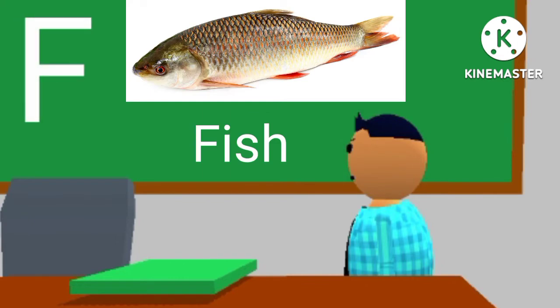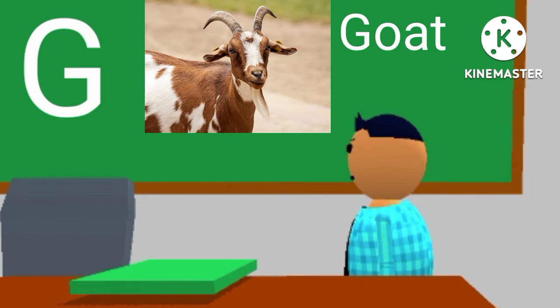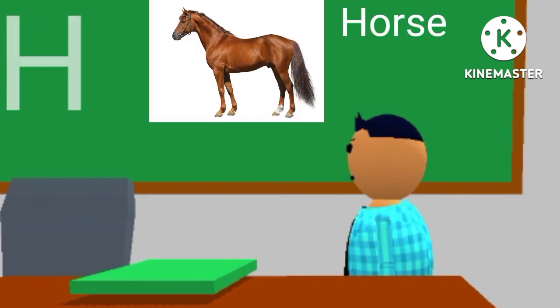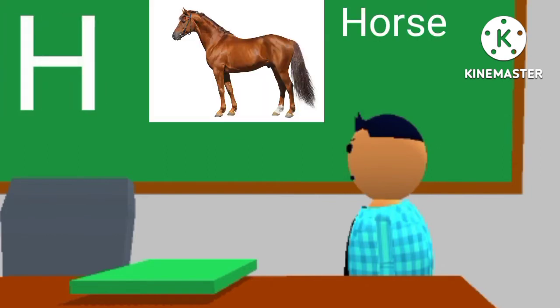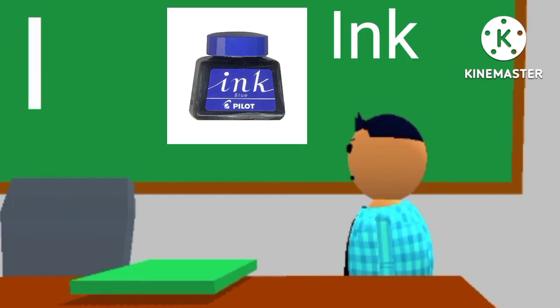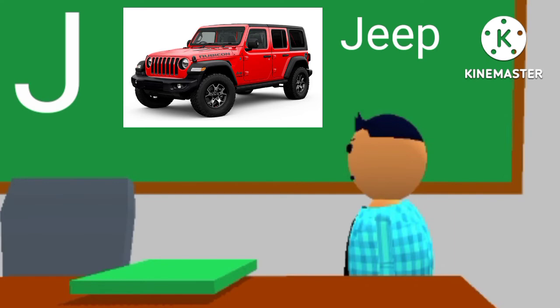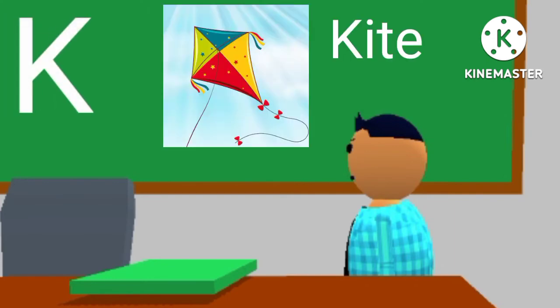F for fish. G for goat. H for horse. I for ink. J for jeep. K for kite.